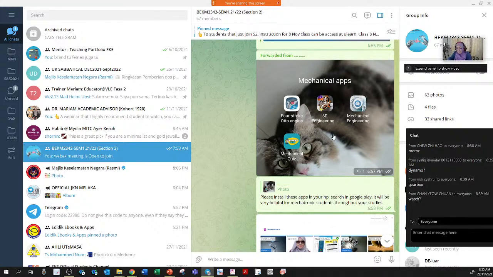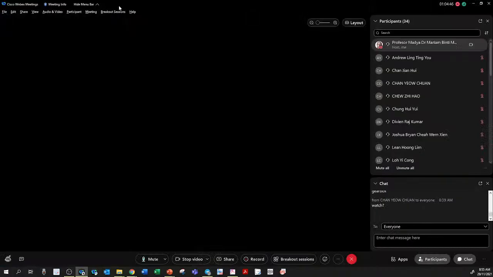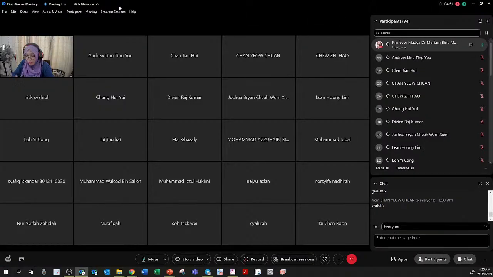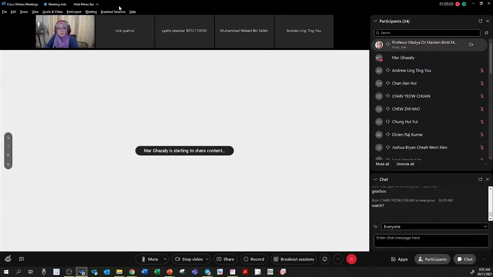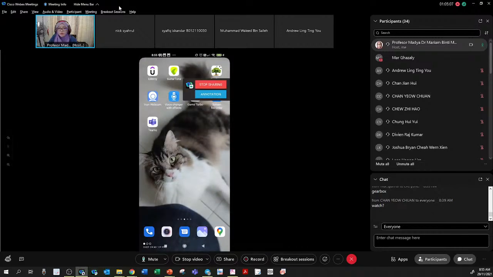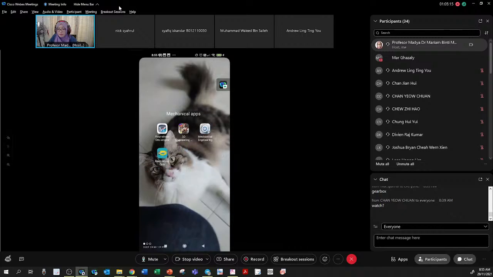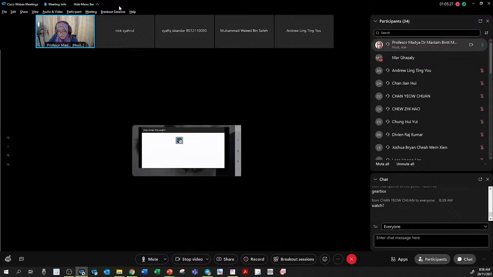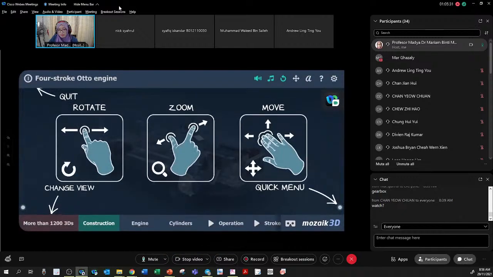About this mechanical application, let me share my screen. Share content, include audio, share screen. So, this is my handphone. Where's the application? Okay, this one. If you see here, one of the apps that I use is this one.